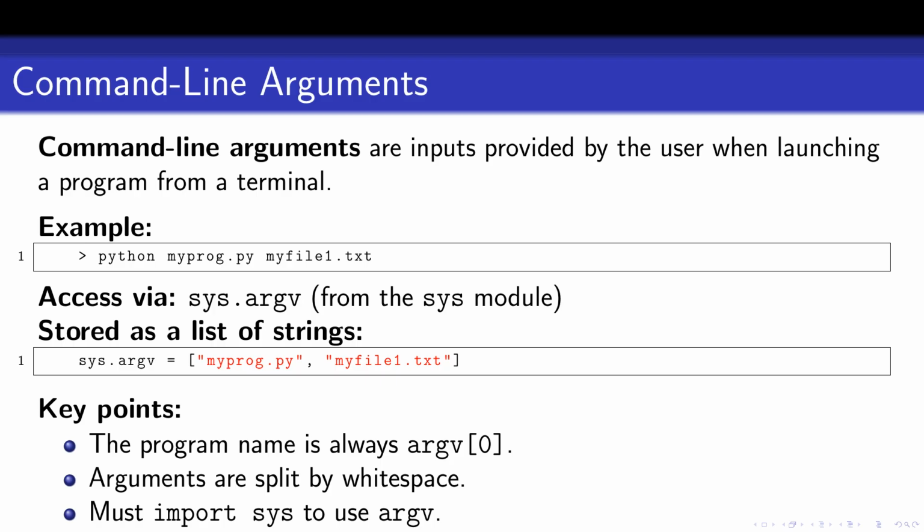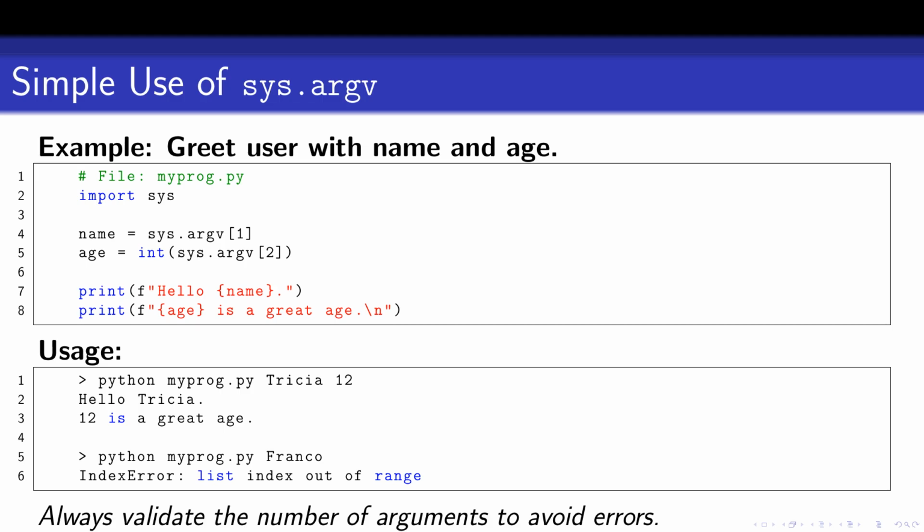Command line arguments let users pass file names, options, or data directly to your program, enabling automation and integration into larger workflows. They're especially useful in scripts that are part of data pipelines, batch jobs, or system tools. Command line arguments let you pass input to your Python program when you launch it from the terminal, and Python provides access to them using sys.argv.